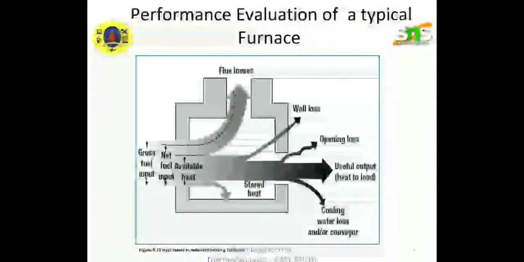Performance evaluation of a typical furnace. Here is the heat loss in an industrial heating furnace. Gross fuel input and net fuel input. This is the available heat. There is the wall loss, opening loss, useful input, cooling water loss, and this is the conveyors.